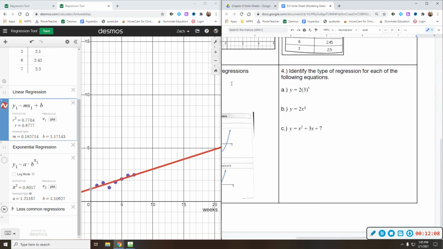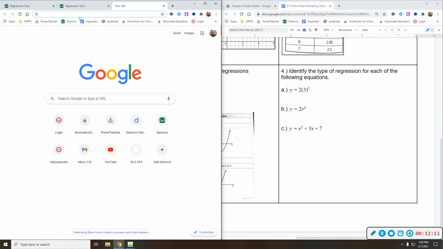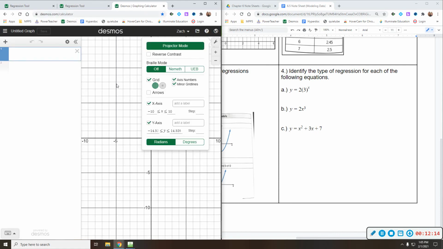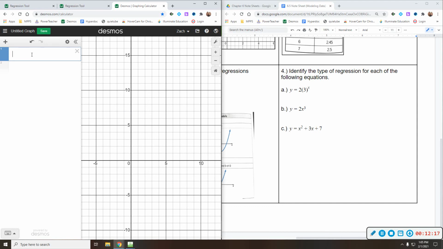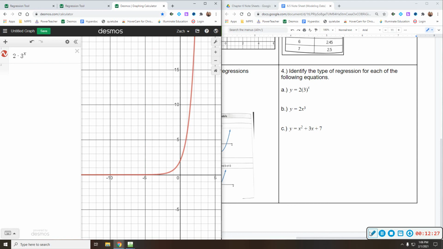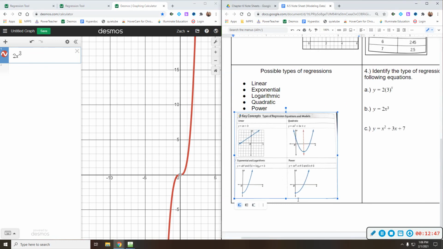It says identify the type of regression in each of the following equations. You're just going to graph the equation and see what type of regression would fit it. Most of the time, these are equations that look just like the regression. So 2 times 3 to the x, that's an exponential function. So what's the type of regression for that one? Well, it's exponential. How about 2x to the third power? When you graph 2x to the third power, you can see that it's going to be a power function. And if you can't see that, you can see it's not going to match any of these. It's a cubic function, so that would be power.